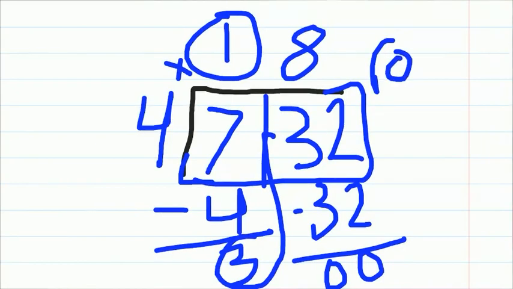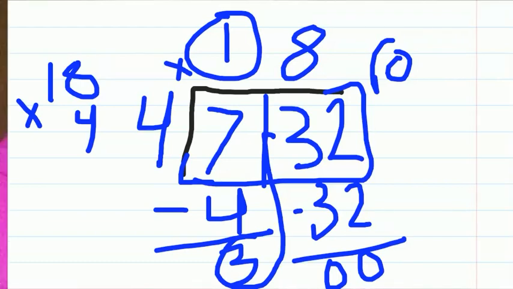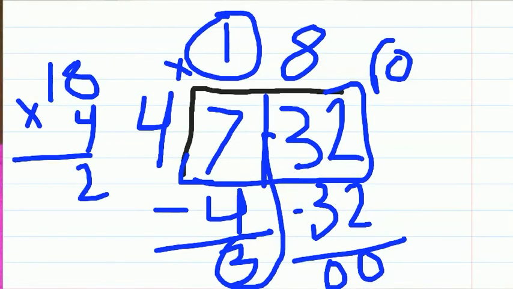So then you're gonna grab the 18 to check if it's right. 18. And then you're going to multiply it times 4. 8 times 4 is 32. So you're going to put the 2 in here and carry the 3 here.